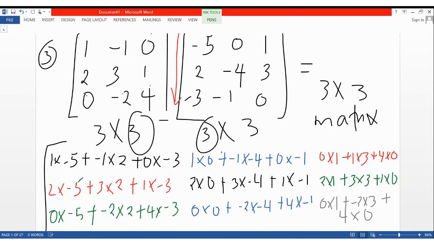Which color? I have black, red. The red one. The one that's starting with 2 times negative 5. The one that starts with 0 times 1. Okay, 0 times 1. Let me confirm.